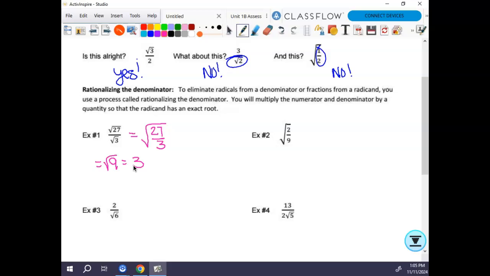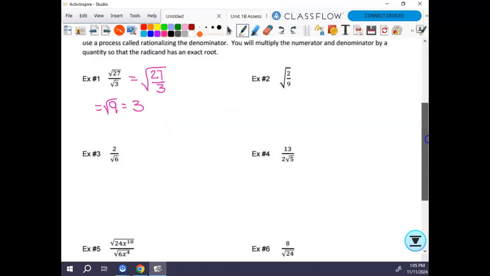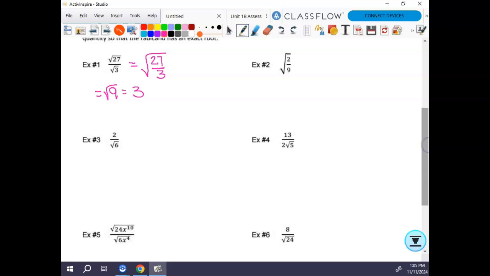And then in example 2, I can't reduce that fraction, right? But I can make that into the square root of 2 over the square root of 9. So I went from, we can't leave a fraction underneath there, to having 2 different square roots like this one right here. But now, square root of 2 is just the square root of 2, but what's the square root of 9? 3. And then I'm fine. I didn't have to do anything fancy. I was basically just simplifying that a little bit.